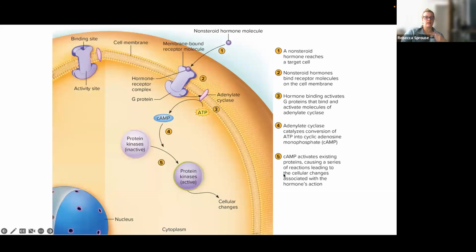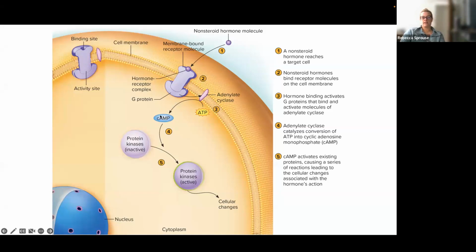So here's what this looks like, a little bit different from steroid hormones. So here's your hormone out here, your non-steroid hormone. And notice how here in the plasma membrane, we have this receptor. So that hormone is going to bind that receptor. On the inside of the cell, there's a G protein connected to that receptor. And what that G protein is going to do is come over here to this adenylate cyclase, which is also in the membrane. And that adenylate cyclase is going to do a really complicated chemical reaction and basically form something called cyclic AMP.